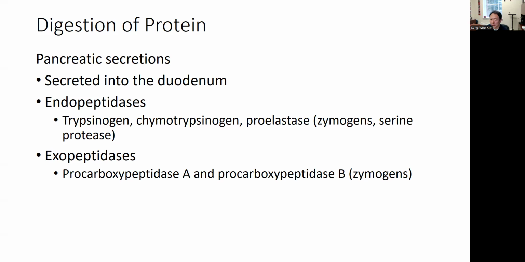One is procarboxypeptidase type A and the other is type B. Both of them are inactive yet, so they are zymogens. And procarboxypeptidase A will be activated to carboxypeptidase A, and procarboxypeptidase B will be activated to carboxypeptidase B. Okay? So these are the zymogens secreted from the pancreas thanks to the function of secretin.